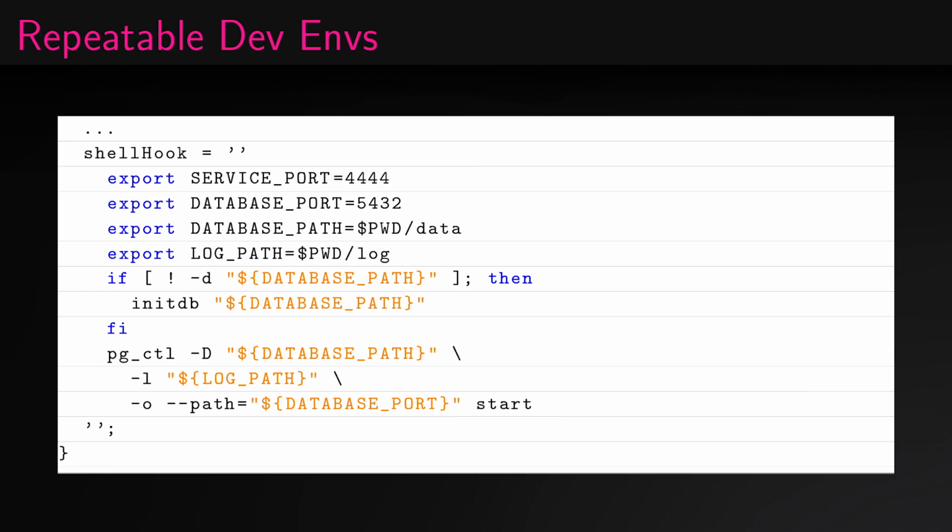Now, inside of the same Nix expression, it didn't fit on the slide, so I'm extending it to this slide. There's a shell hook attribute that we can set, and here we're just embedding some shell commands. We're defining the service port, database port, or whatever. You can do other things right in here. Basically, if the database path doesn't exist, then we do the initdb, and then we start Postgres using that database path.